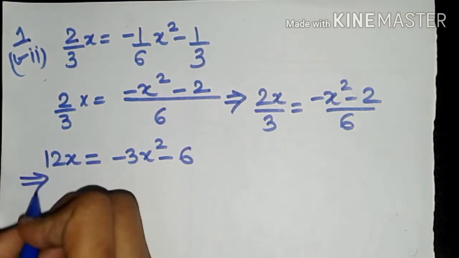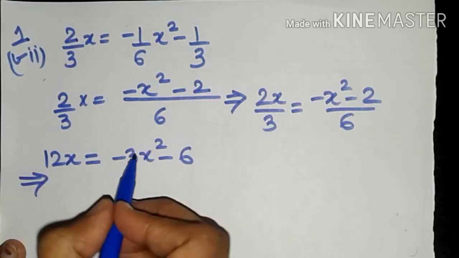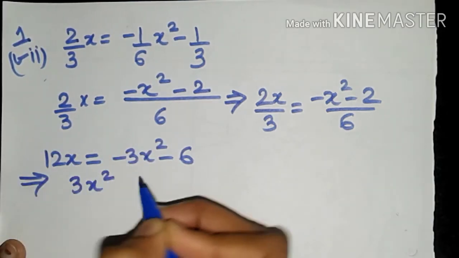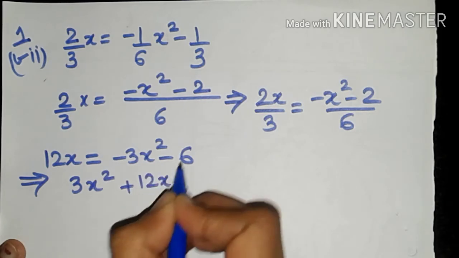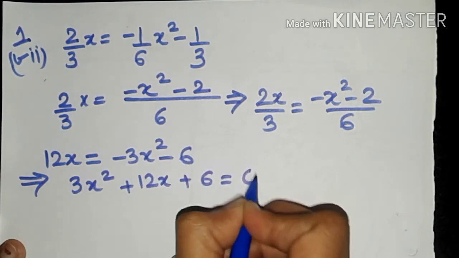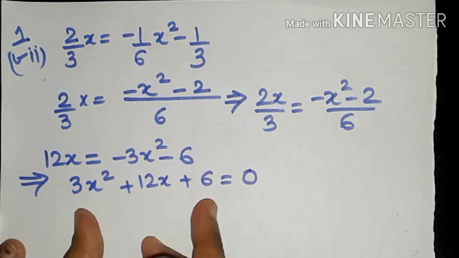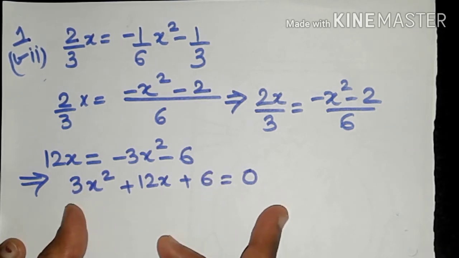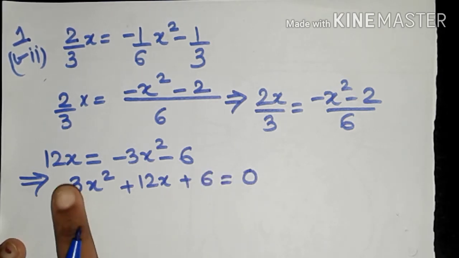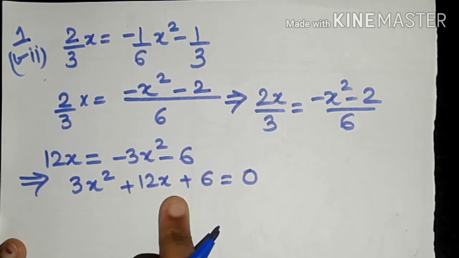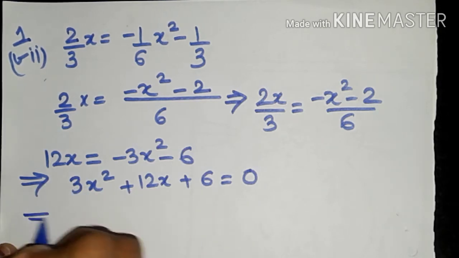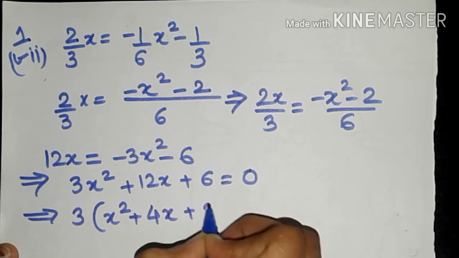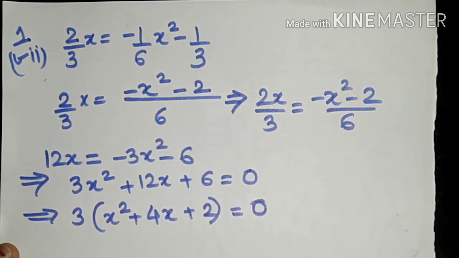Now again, let us bring all the terms to one side. So I'll bring all the terms to the left hand side. So I will get 3x square plus 12x plus 6 is equal to 0. Is it not? So when I bring all the terms to the left hand side, this is what I get. But we are not yet done, because I can see that there is 3 common in all the 3 terms. So let us take out the 3 common. We'll get x square plus 4x plus 2 is equal to 0.